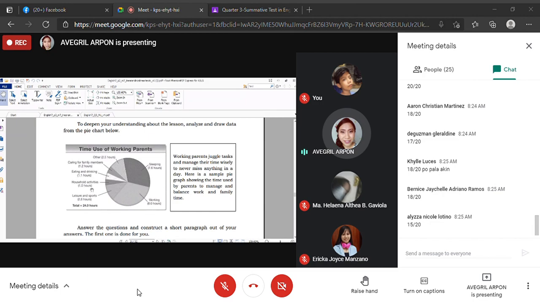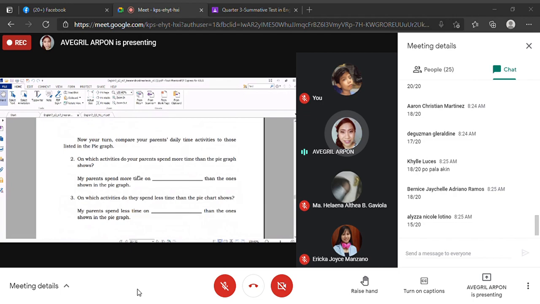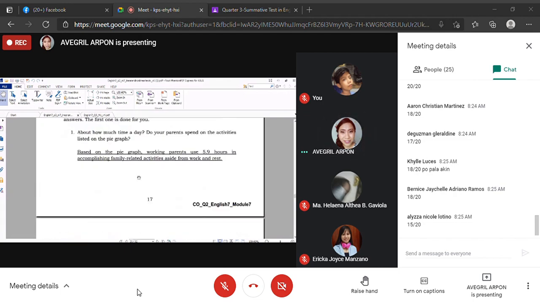So this would be the nonlinear text. Then as you interpret it or transfer it to linear text, this could be like this: Working parents juggle tasks and manage their time wisely to never miss anything in a day. So here is a sample pie graph using the time used by parents to manage and balance work and family time. Okay, so let's answer these questions.